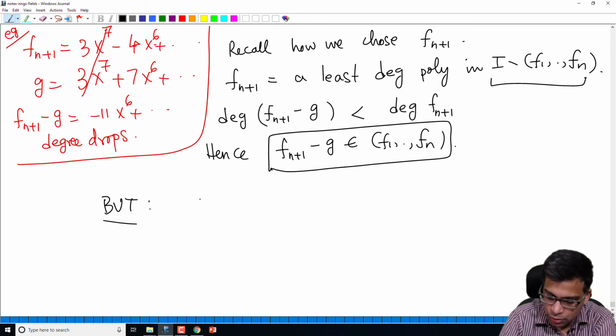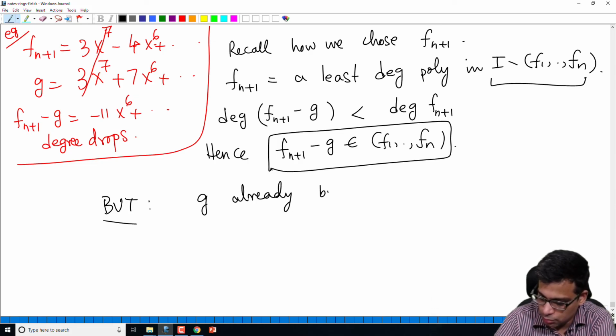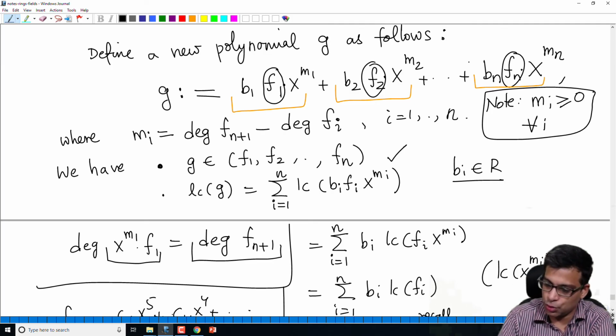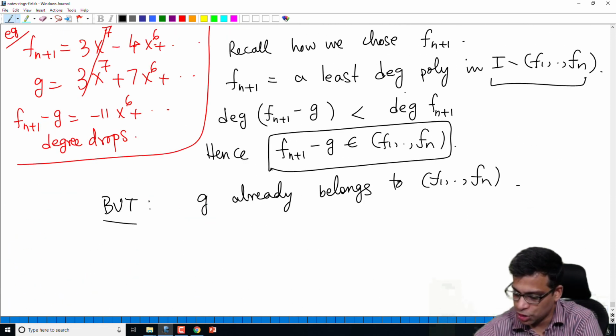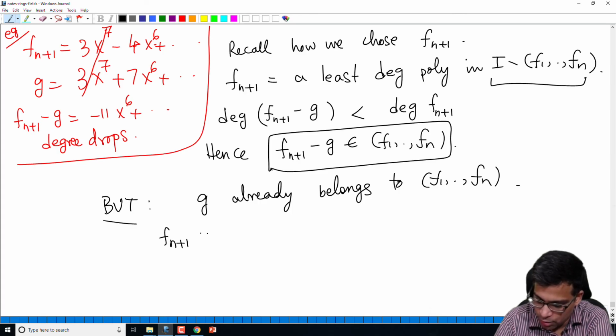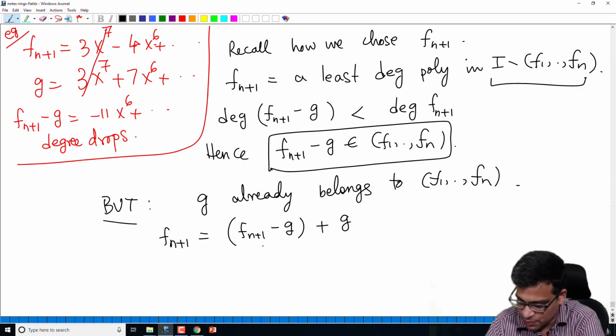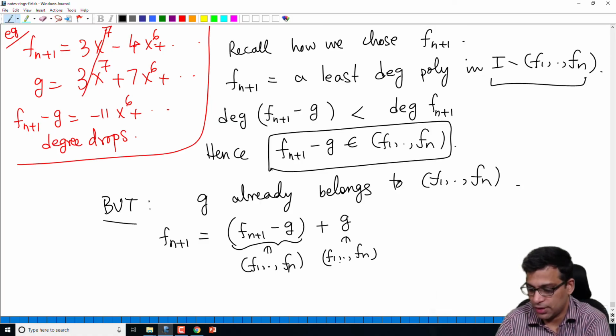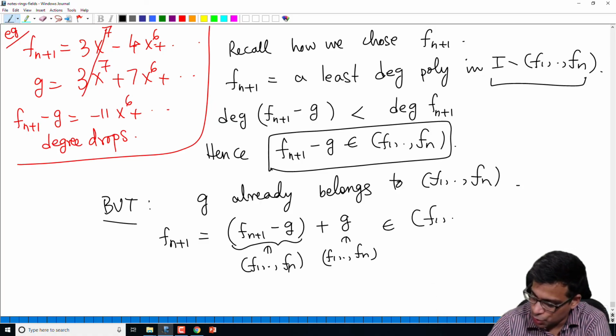But G already belongs to this, because of the way I defined G. I commented that here. G is already written as a linear combination of f1 through fn. So G belongs to this. Now we can write fn+1 as fn+1 minus G plus G. This belongs to (f1 through fn). G by definition belongs to this. This difference belongs to this because of this argument. So fn+1 belongs to (f1 through fn).